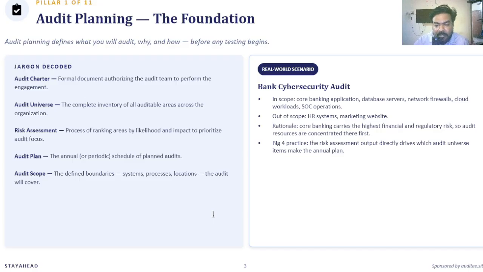The audit plan is your annual or periodic schedule of audits, and the audit scope defines the exact boundaries, which systems, processes, and locations are actually covered. Here's how this plays out in the real world. Imagine a bank wants a cybersecurity audit. You would put the core banking application, database servers, network firewalls, cloud workloads, and SOC operations in scope, because that's where the financial and regulatory risk lies. HR systems and marketing website out of scope. That's not laziness, that's risk-based prioritization, and it's exactly how big four firms decide whether their audit has go.